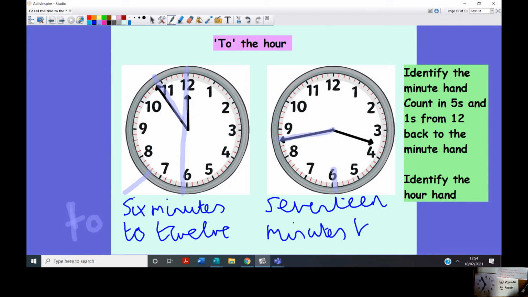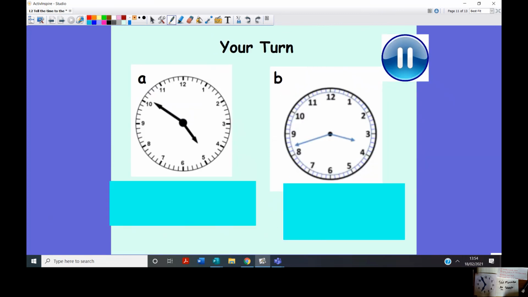And where is our hour? Here's our hour hand. Is it closer to 3 or to 4? It's closer to 4, because it's only 17 minutes until 4 o'clock. Got a couple of examples for yourselves just to do a quick practice before we go into our independent task. So A and B, grab some paper if you have it. If not, just say it out loud. Time in words, please. Press pause, and when you're ready, press play.